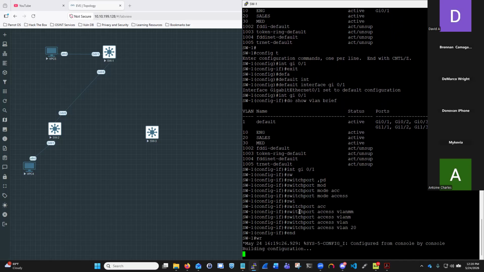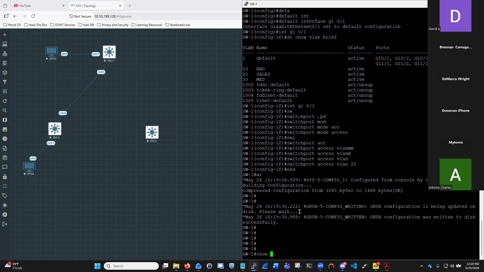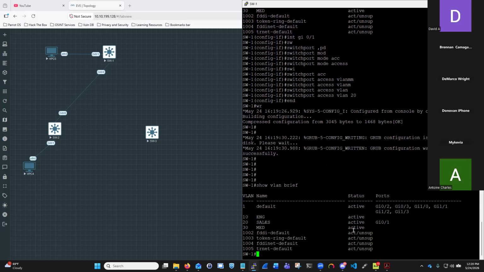All right. We're going to save that configuration. Typically, you don't have to save it every time, right? But we're going to go ahead and test it. First, we're going to verify, show VLAN brief. Excellent, right? Gigabit 0/1, which PC5 is connected to, is hanging off of VLAN 20, right? That's what it's configured to.